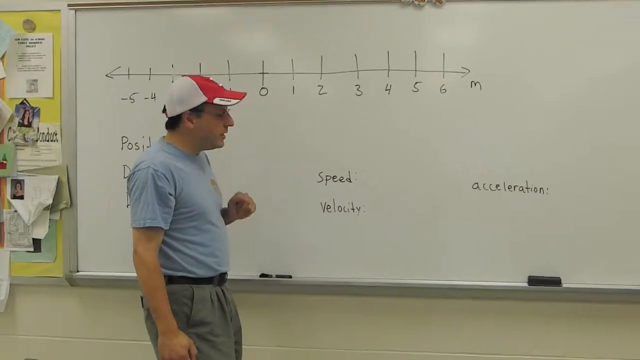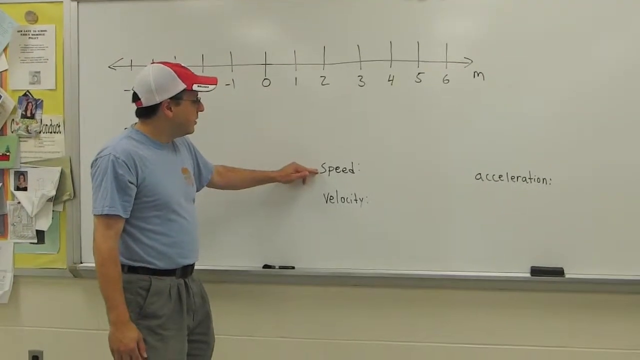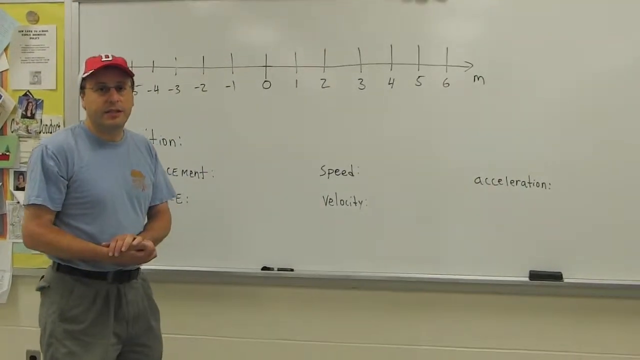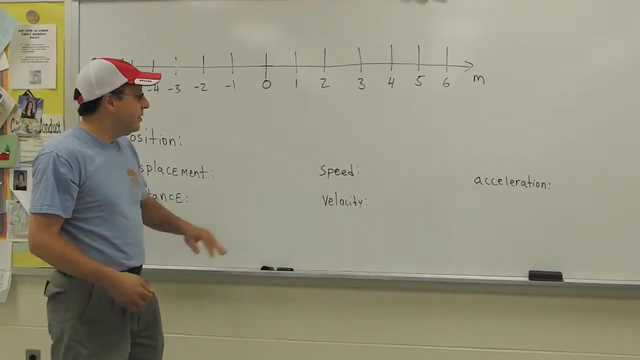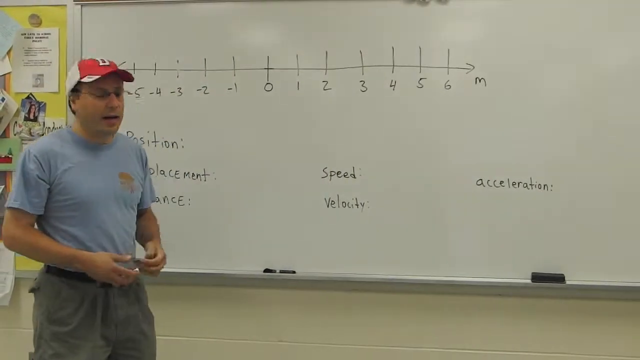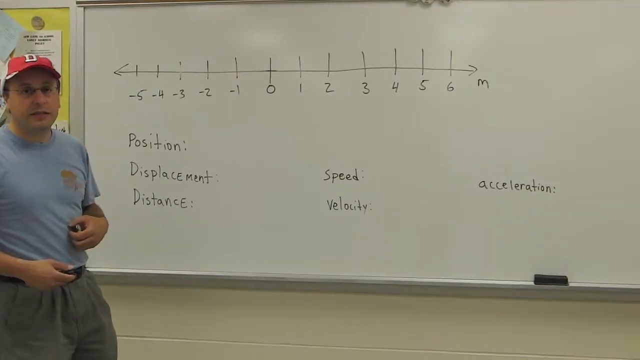Speed and velocity are similar in that speed is looking at how fast you travel, but velocity also encompasses the direction that you traveled. So speed is a measure of your distance divided by time, whereas velocity gives you your speed plus a direction.